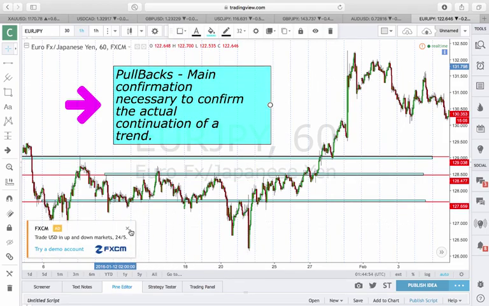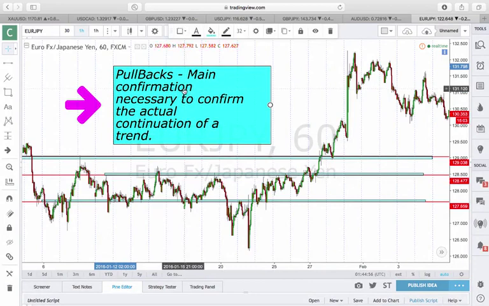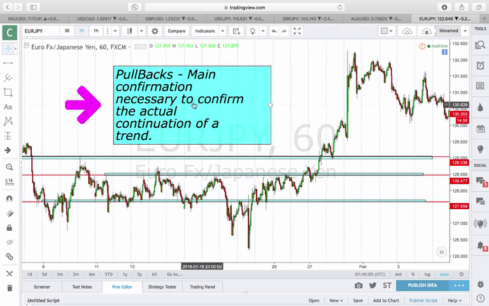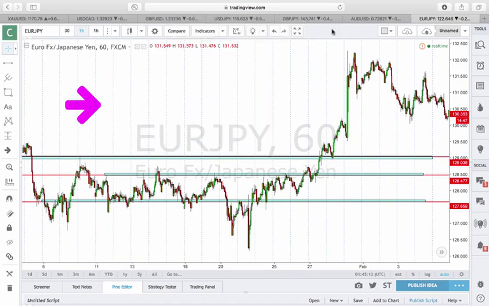Now, what pullbacks are is pretty much the main confirmation necessary to confirm the actual continuation of a trend. I'm going to say that again one more time. It is the main confirmation necessary to confirm the actual continuation of a trend. The reason why pullbacks are so important is because it gives us that visual confirmation for us to enter based off a couple key things. Number one that we have to apply into this whole thing is patience.